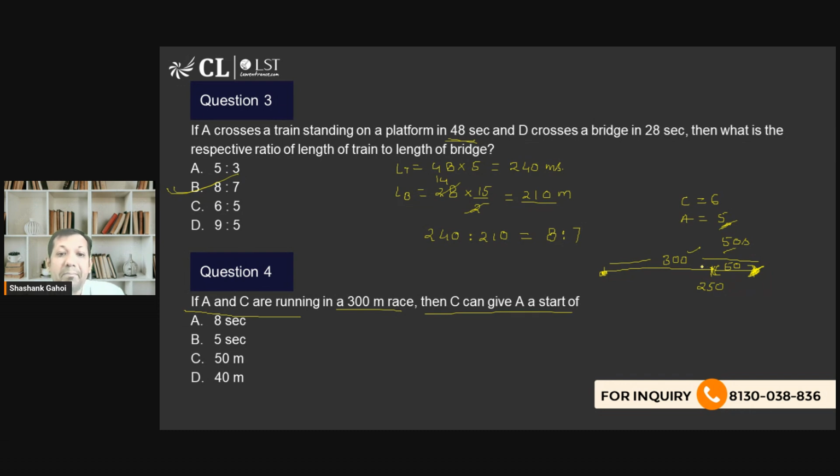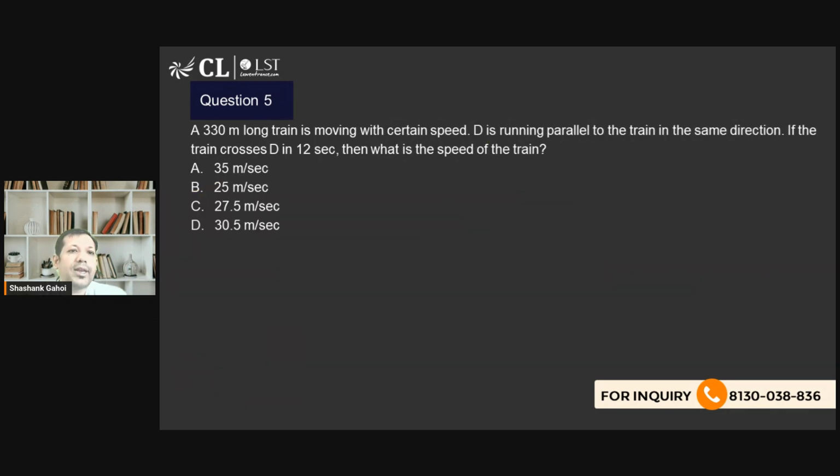So what is the maximum start C can give A so that it won't lose? That is going to be 50 meters. So answer of this question is going to be option C. So C can give a start of 50 meters. Still then C is not going to lose the race. Now let's move on to the next question.